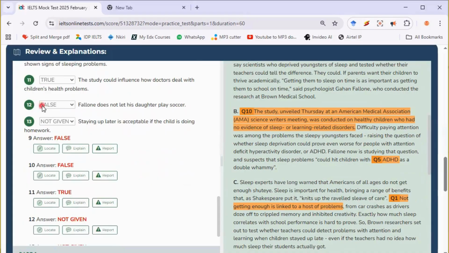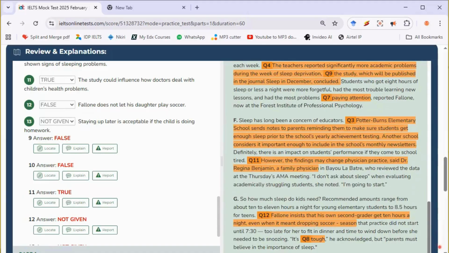Then number 12, Fallon does not let his daughter play soccer. They said number 12 is not given. Okay, well, that one, the address is correct, but it's the interpretation. Look at it. Fallon insists that his own second grader gets 10 hours a night, even when it meant dropping soccer. So based on this sentence, they are saying that the answer should be not given. Fallon does not let. We don't know whether he let or he does not let. The passage has no information sufficient to support or contradict that.